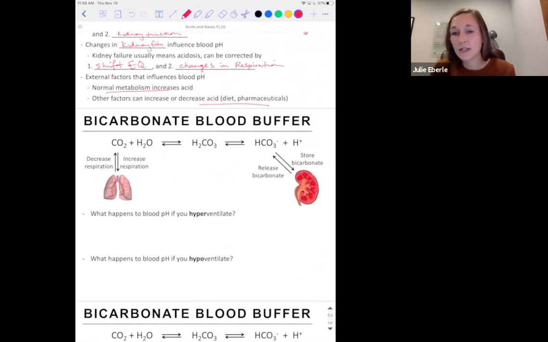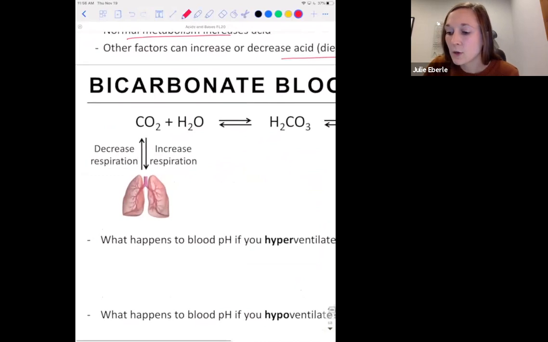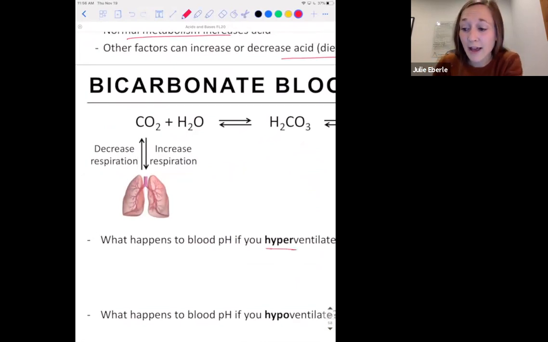Okay, what happens to blood pH if you hyperventilate? So look at this right here. Are you increasing or decreasing respiration when you hyperventilate? You're increasing, you're breathing really fast. So if we're increasing respiration, what's happening to the levels of CO2 in our body? If we're breathing and exhaling really quickly, is it increasing or decreasing? Lower. So we're going to drop the concentration of CO2.